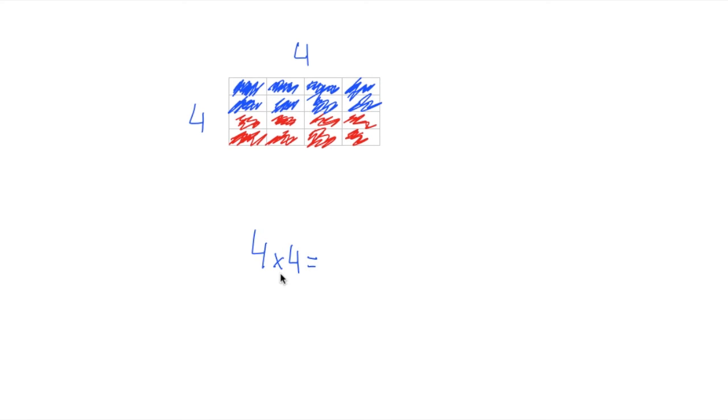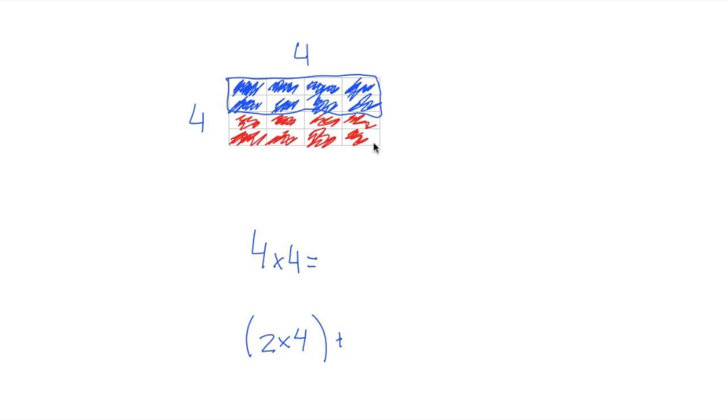But we're gonna do the distributive property of multiplication. So first thing here is I'm gonna highlight this part of the array. I'm gonna draw a line. And I'm gonna see how many rows we have. So we have 2 rows of 4. So the multiplication problem would be 2 times 4.